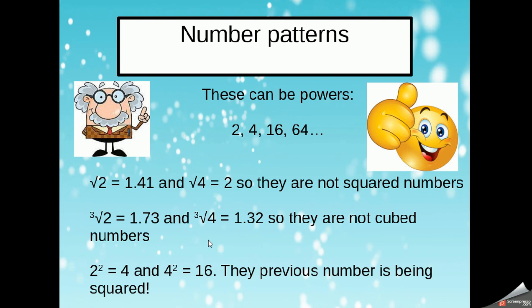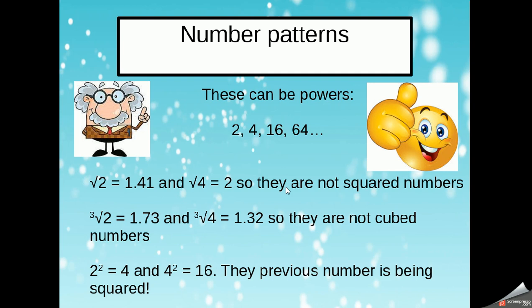In an exam, it's unlikely that it'll be the 4th root or the 5th root. So instead, move on to then try squaring that number. So 2 squared is 4, which is the next number. 4 squared is 16, which is the next number. Right, the previous number is being squared. So that gives us our last type of pattern that we can see.